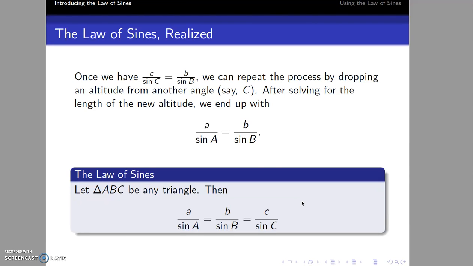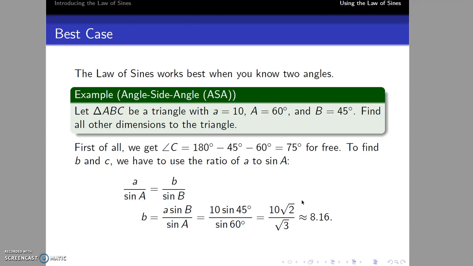Right? Having a rule, having a tool is not great if you don't actually use it for something, because then it's just ornamental and worthless. So let's actually use it. Let's try and use the law of sines to deduce more information from triangle ABC here. And I'm going to go ahead and spoil this for you. The law of sines has a best case. It works best when you know two angles and some side. And let me show you what I mean when I say that.